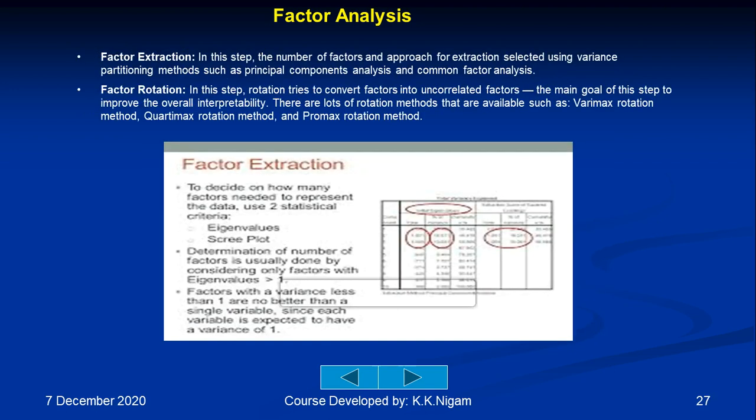Factor extraction. In this step, the number of factors and approach for extraction are selected using variance partitioning methods such as principal component analysis and common factor analysis. Factor rotation. In this step, rotation tries to convert factors into uncorrelated factors. The main goal of this step is to improve the overall interpretability. There are lots of rotation methods available, such as Varimax rotation method, Quartimax rotation method, and Promax rotation method. So depending on the suitability, you can use that particular rotation method.